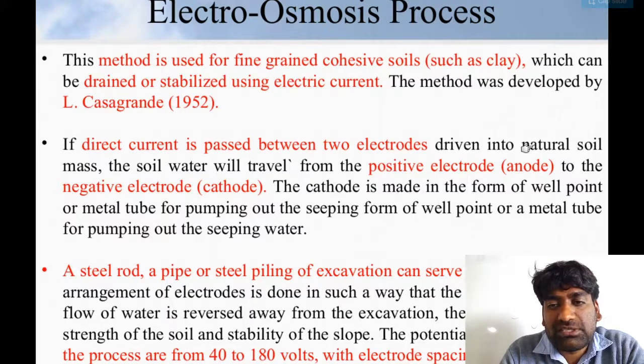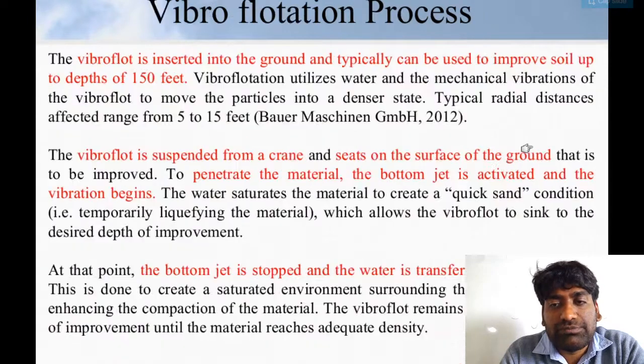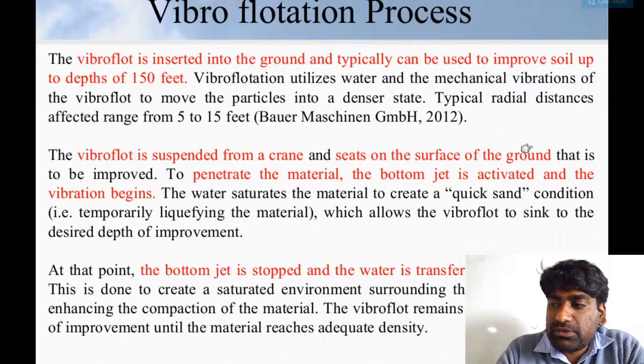The potentials generally used in the process are from 40 to 180 volts with electrode spacing of 4 to 5 meters. Now, the vibroflotation process.